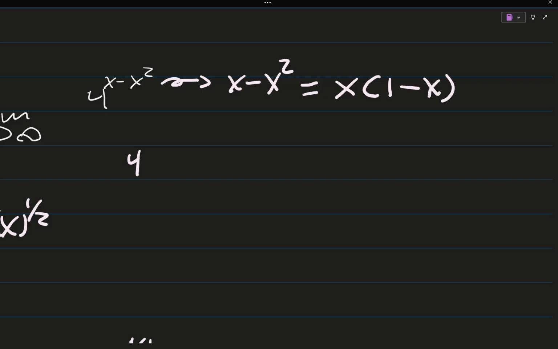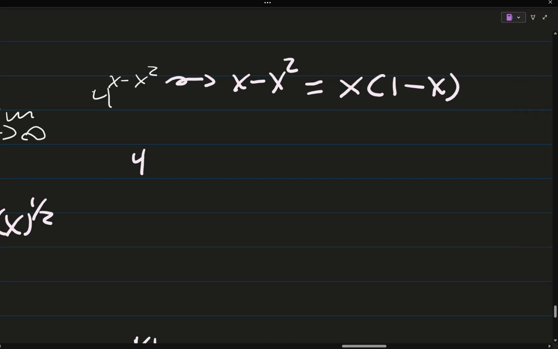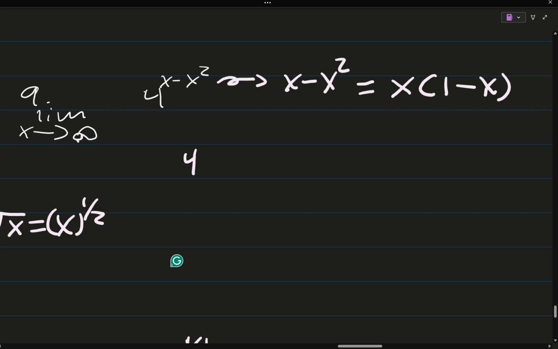Okay. And now if we put in positive infinity, x times 1 minus x goes to negative infinity. This will become 0. So 4 to the power of negative infinity is 0, and that will just leave us with 0. And that will be it. Thank you.